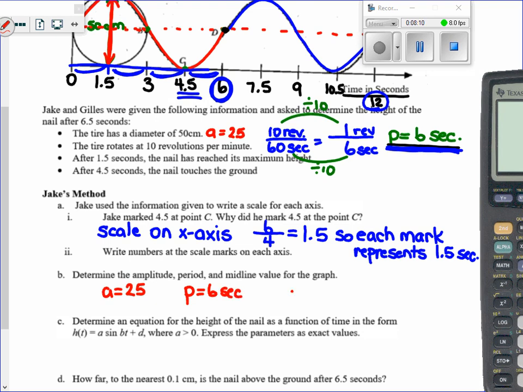And we need to figure out our midline. Well, we know the midline is marked right on here. The midline runs right through the middle, right? So right here, that's our midline. If the whole height is 50, our midline is in the middle. Obviously, the midline is at 25.